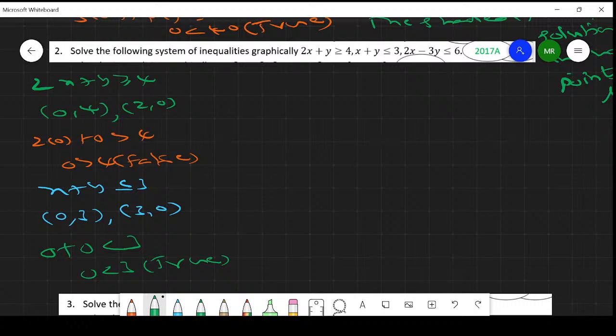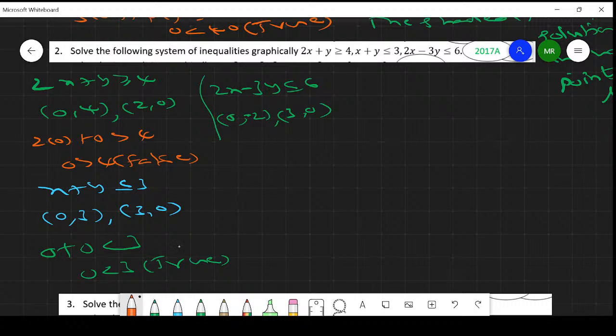And then another equation we have: 2x minus 3y less than or equal to 6. Here if you take the points, you know how to find the points. When x is 0, y will be minus 2, so 0, minus 2. And when y is 0, x is 3, so 3, 0 will be the point. Correct. Again verify with the origin.